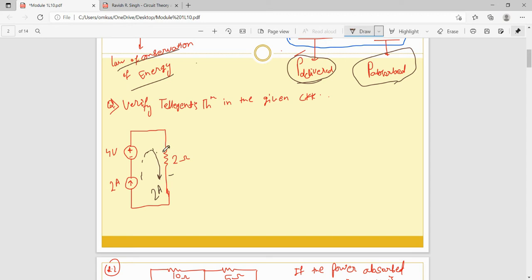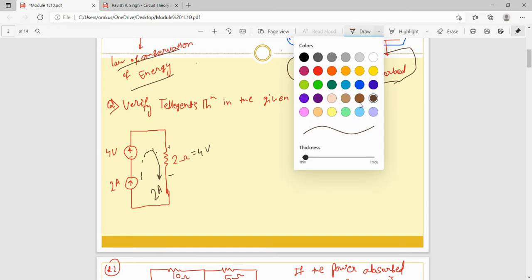Now 2 ampere current is flowing through this 2 ohm resistance. So what is the voltage drop? The voltage drop is 4 volt, meaning 2 ampere current multiplied by 2 ohm resistance gives the voltage here, which is 4 volt. Now according to this, power delivered is equal to power absorbed, right? Here this 2 ohm resistance absorbs the power. So verify how much power this resistance absorbs.